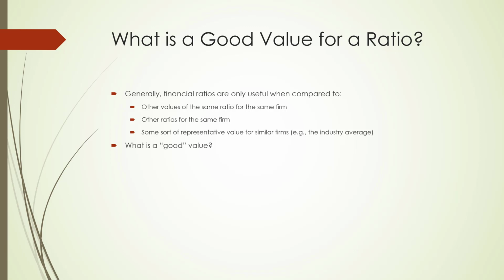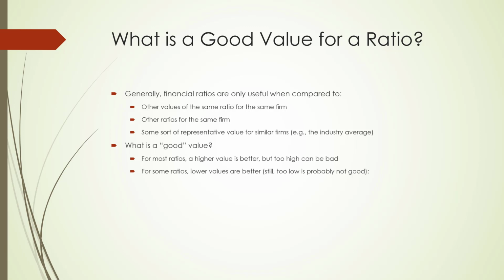So what is a good value? Well, generally speaking, higher is better for most ratios. However, if a ratio is too high, that's not good either. So for example, the first ratio we're going to look at is the current ratio, which is the ratio of current assets to current liabilities. The higher that ratio is, generally, the better. But if it's too high, that probably indicates that you have too much invested in current assets, and current assets generally earn much lower returns than fixed assets. So too high can be bad as well.